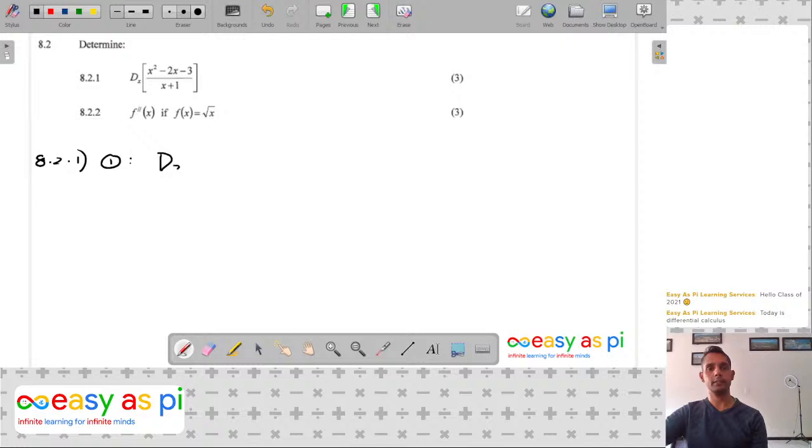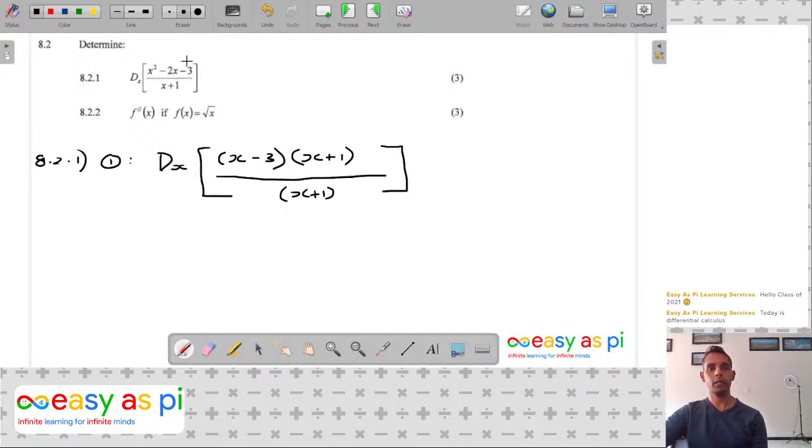So let's keep it as dx. Okay, now if I simplify the top, I can then get x minus 3 into x plus 1 all over x plus 1. Okay. Now how did I do this? I just factorized the top. Now you can use any method to factorize, right? Doesn't matter. But what you'll notice is then I am able to cancel that out and that out. And I'm now left with differentiate with respect to x, x minus 3.